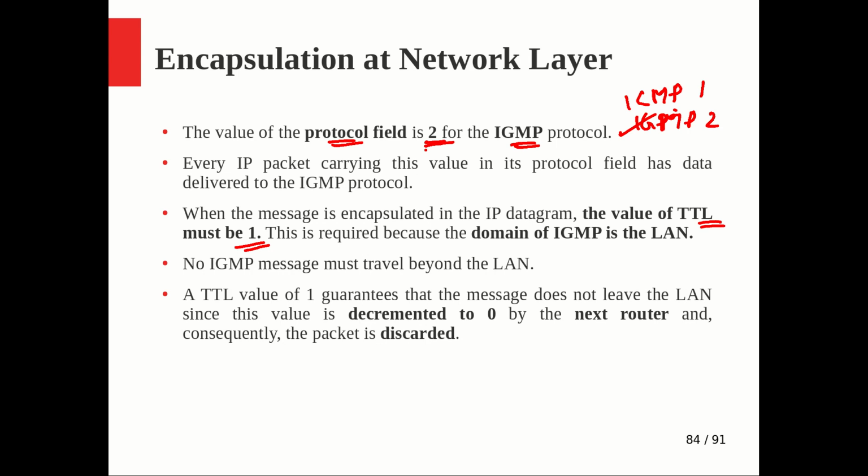Since this value will be decremented to 0 by the next router, that is the next hop, right? Consequently the packet will be discarded. The rule says that if it is 0, it has to be discarded. Accordingly we can prevent the IGMP message from traveling to a different network because it is not needed. It is supposed to be communicated inside a LAN only.